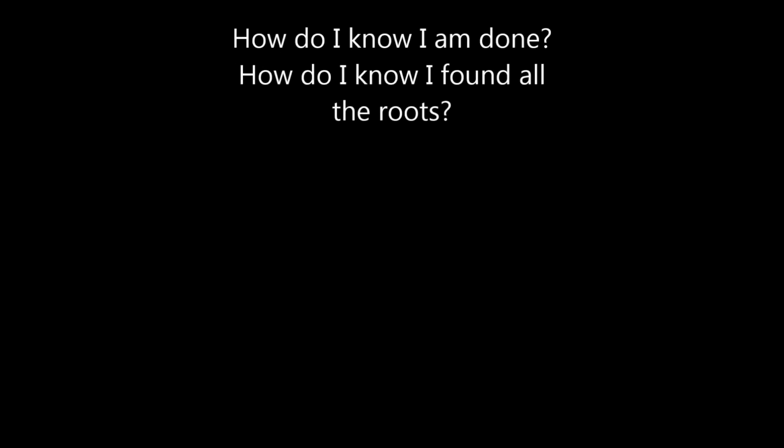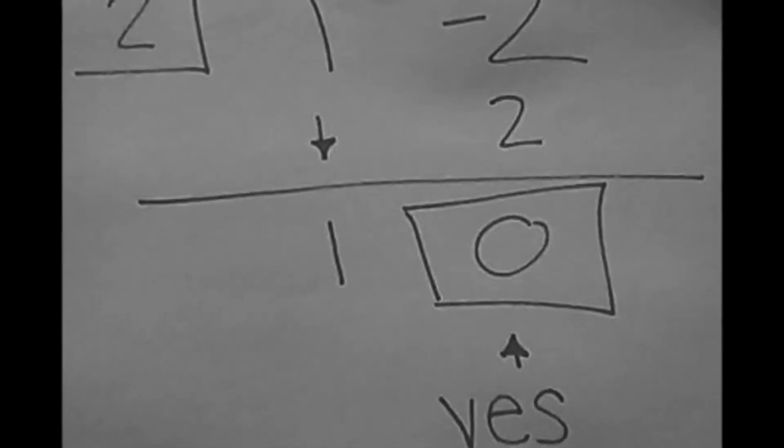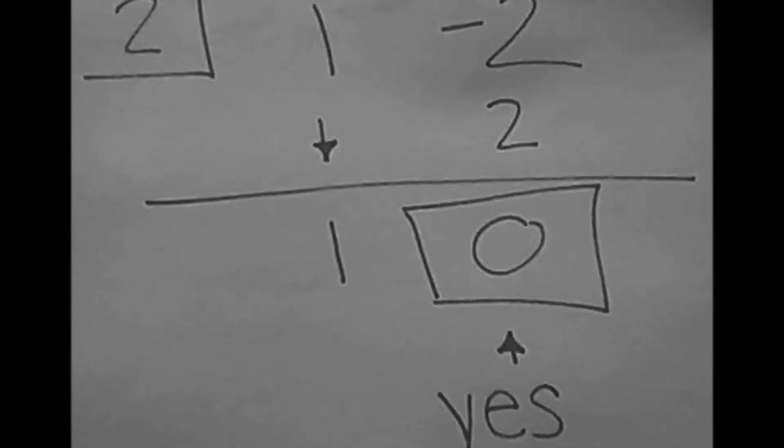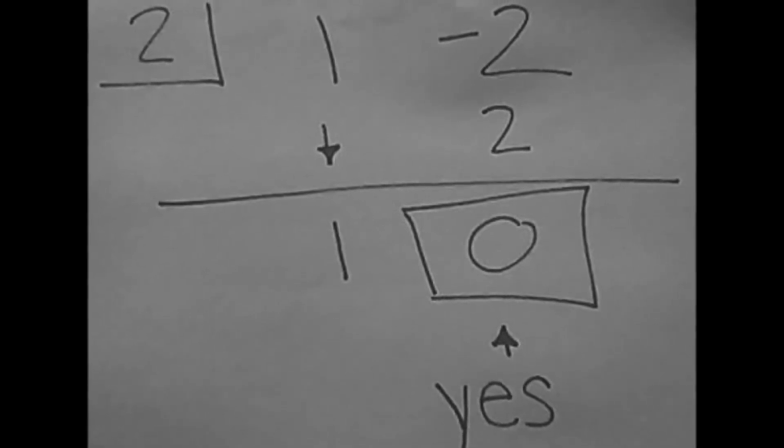How do I know that I am done? Well, I know I am done because I had a 1. When I divided my last root, 2, into my polynomial, I was left with a 1 and a remainder of 0. Since I am left with 1, I know that nothing else can divide into this polynomial aside from 1 itself.